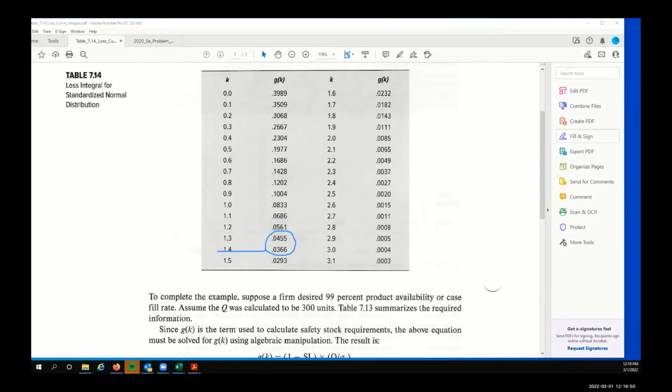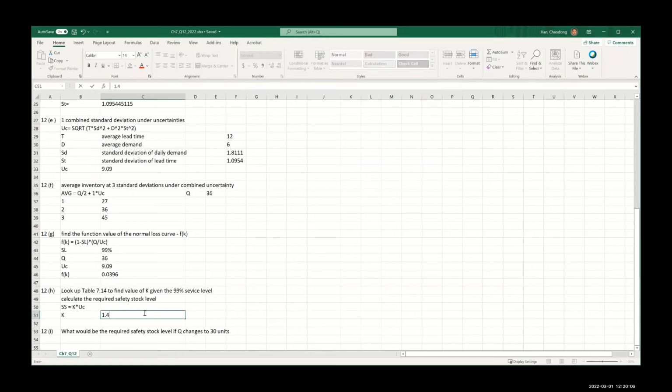K is 1.4. Given K is 1.4, then our safety stock requirement would be 1.4 times combined uncertainty. So it's about 12.7 units. We can round up to 13 units.